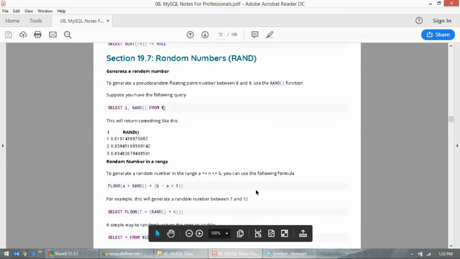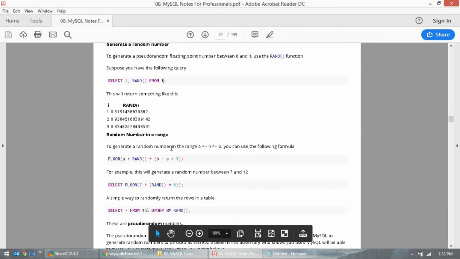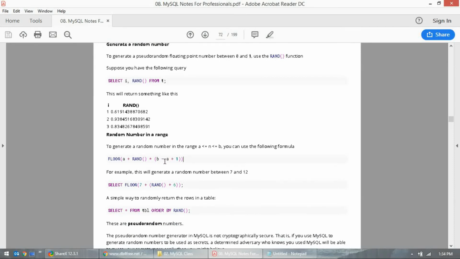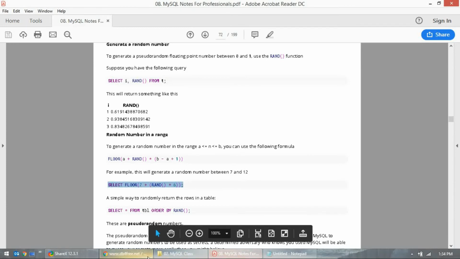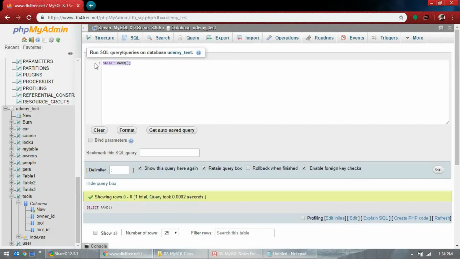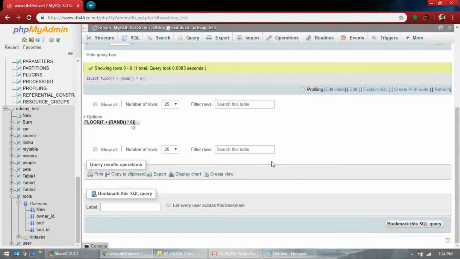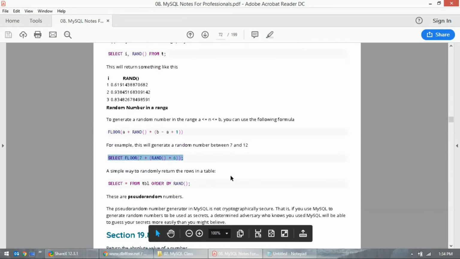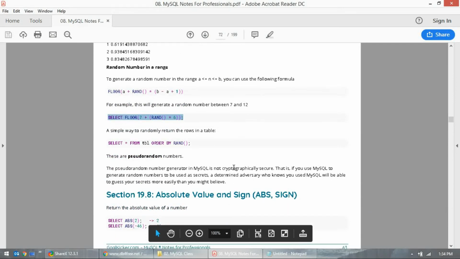Then you have a random number in a range. I'm not sure this works, but yeah, this will work. So we'll just use this and go ahead. We'll use random 12. So that's how you can use the random function.